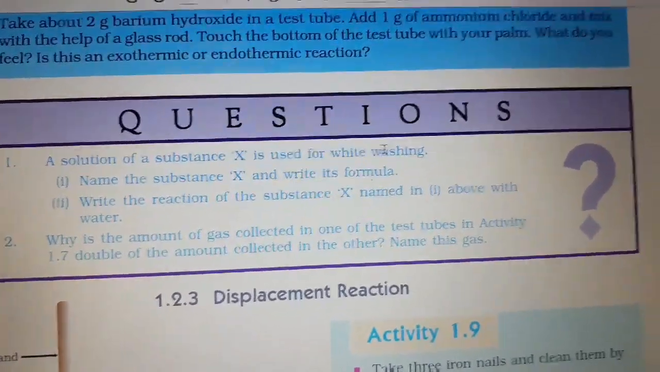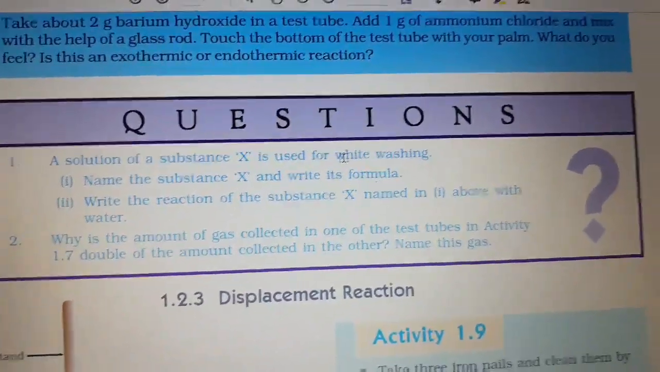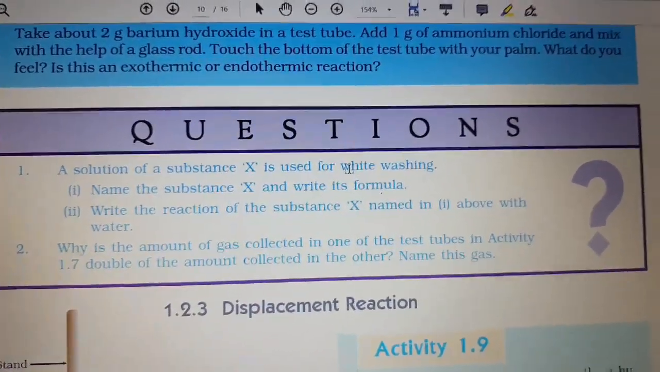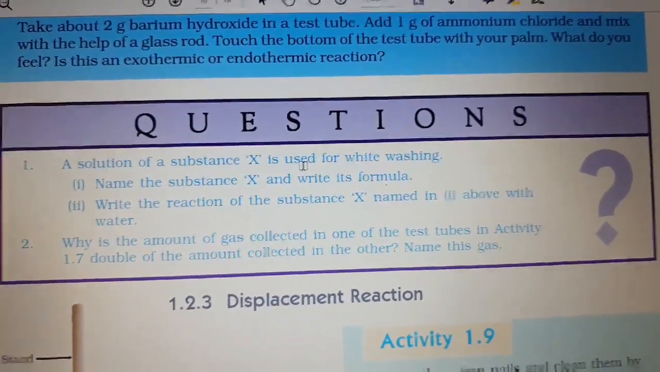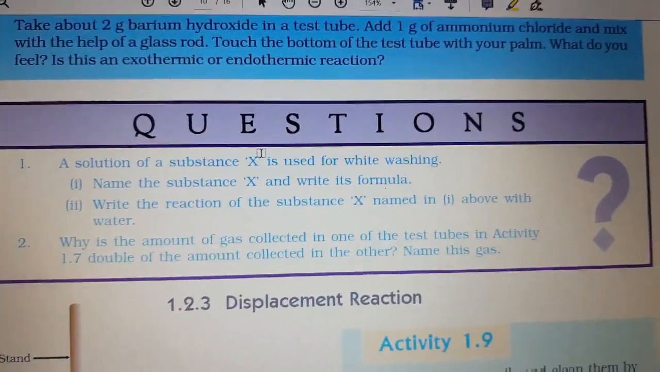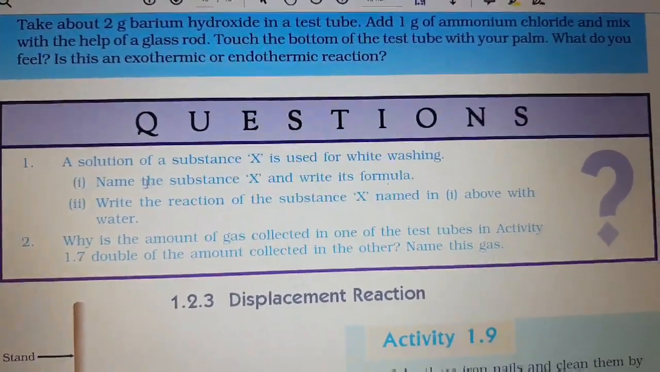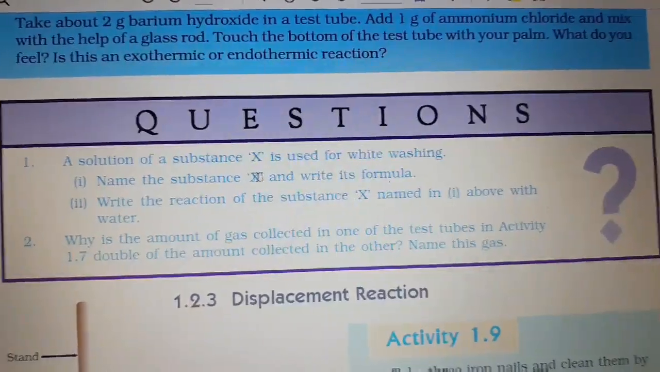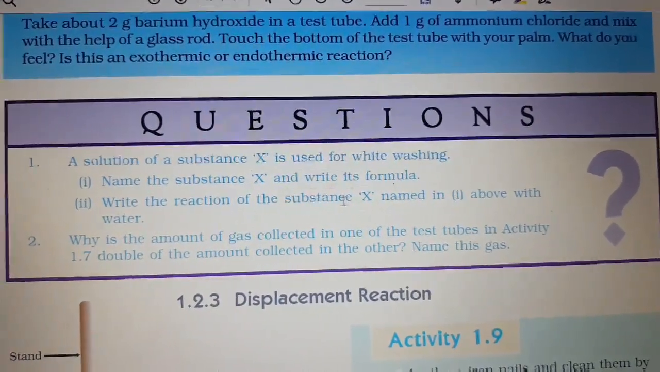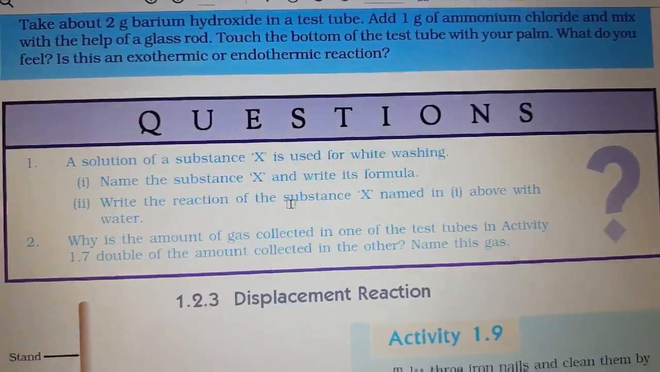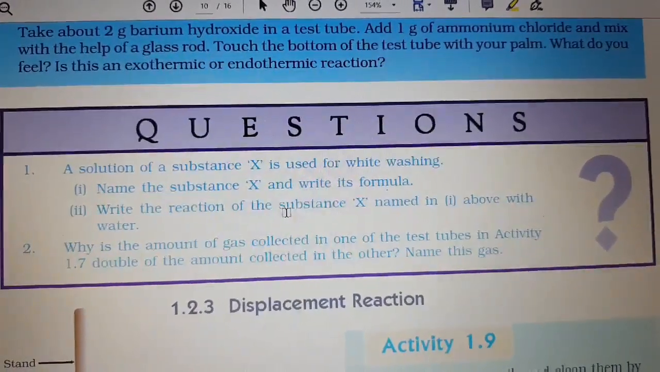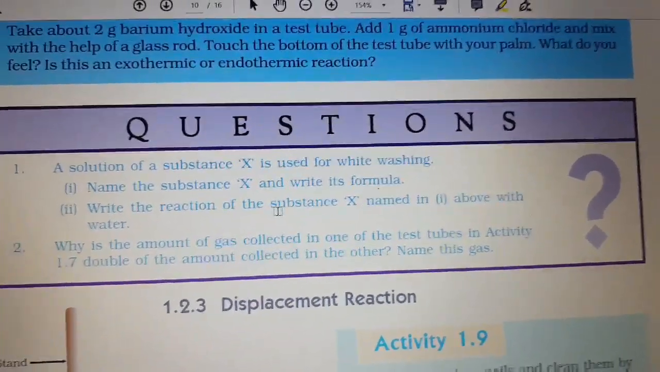We all know that whitewashing means covering the house with a layer of slaked lime, or I should say calcium hydroxide. So from which substance is this calcium hydroxide prepared? The basic substance from which it is obtained is calcium oxide, or I should say quicklime. So name the substance X here: the answer will be calcium oxide or quicklime. Next, write the reaction of the substance X named in one above with water. That is the reaction between calcium oxide, that is quicklime, and water. We all know that it will form calcium hydroxide.